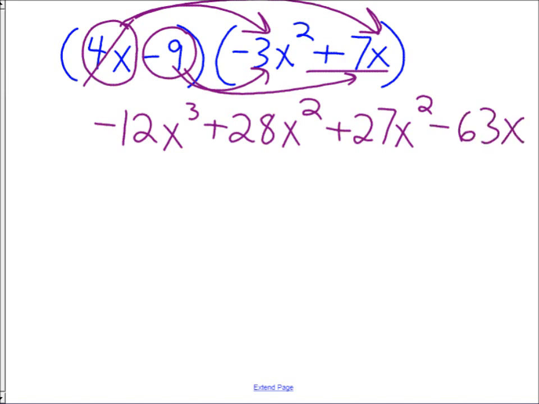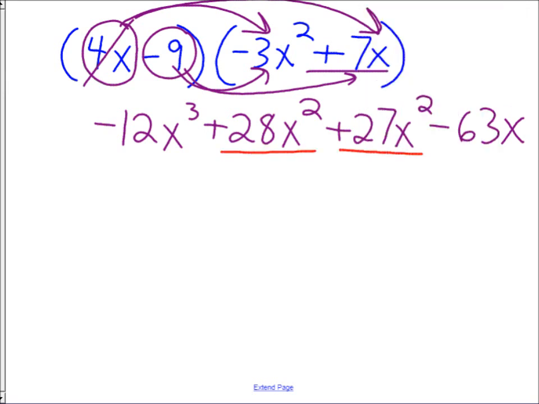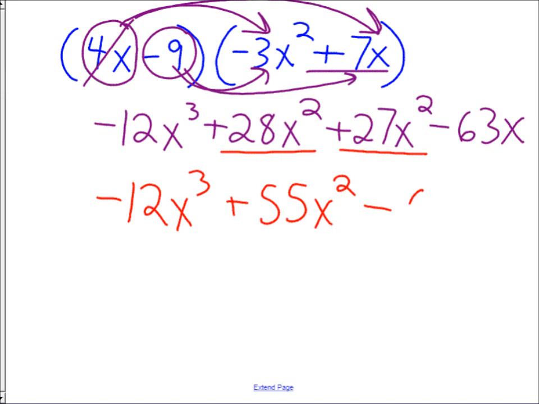Now remember, after you multiply, look to combine like terms. And in this particular problem, we do have 2 like terms we can combine. We have 2 terms that are x squared. So I'll rewrite the negative 12x to the third because we're not going to combine that with anything. When I add 28 and 27, we are going to get 55. So positive 55x squared. And then I bring down the negative 63x for my final answer.